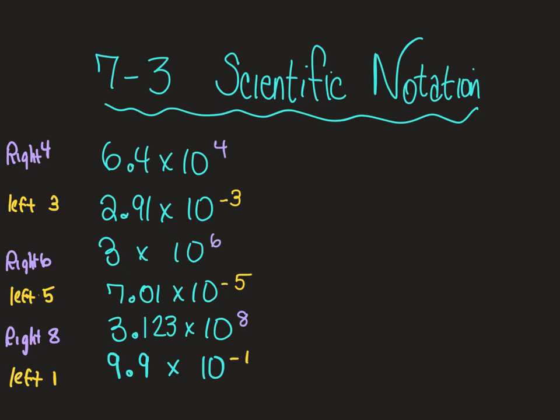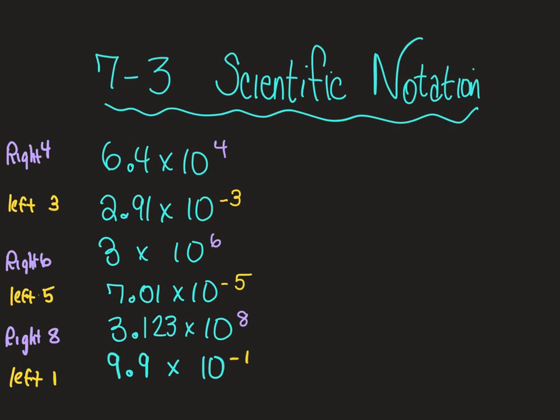Today's video is Chapter 7, Lesson 3. We're going to talk about scientific notation. Notice that in all of these, there is one digit, then the decimal. Then you could have one digit, two digits, three digits, no digits. Then there's a times sign, and then there's a 10.